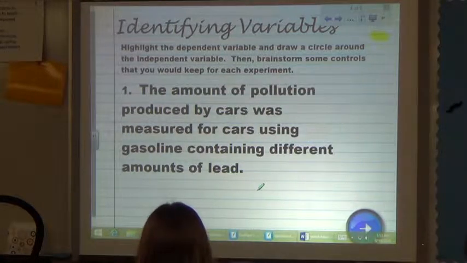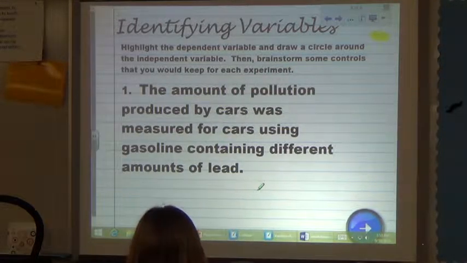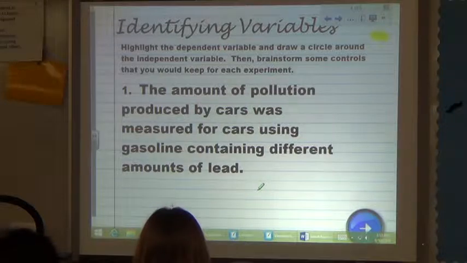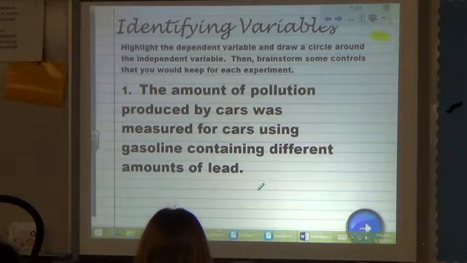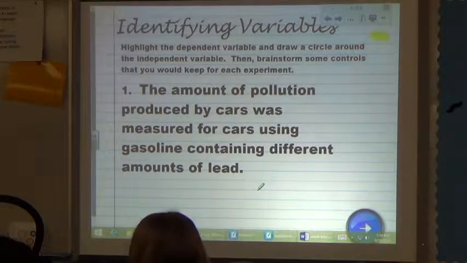Who would like to come up and highlight the dependent variable? I want somebody who has not been up to the smartboard yet today. Malachi, go. No, you don't volunteer before I volunteer you. That's how it works.